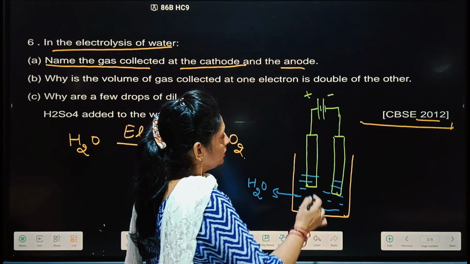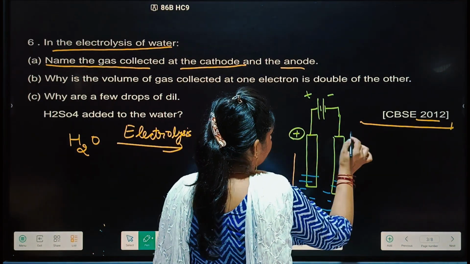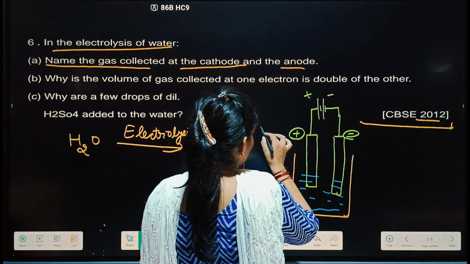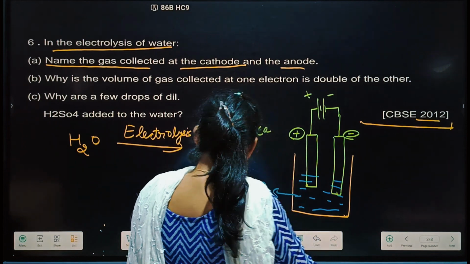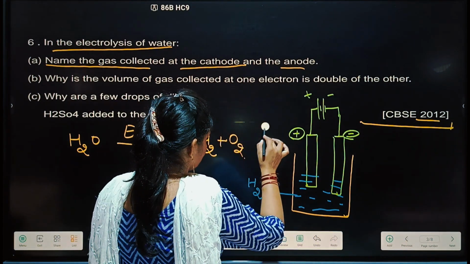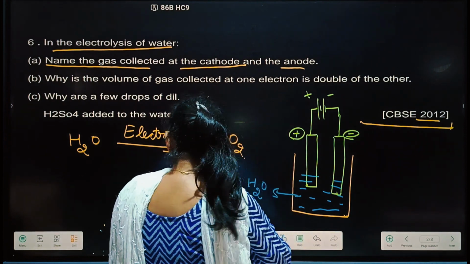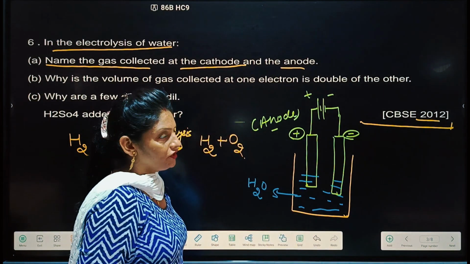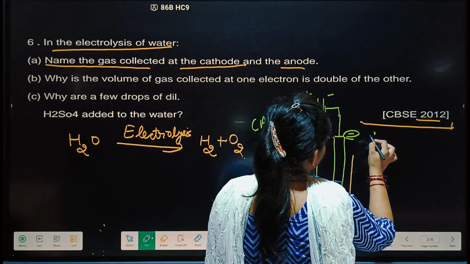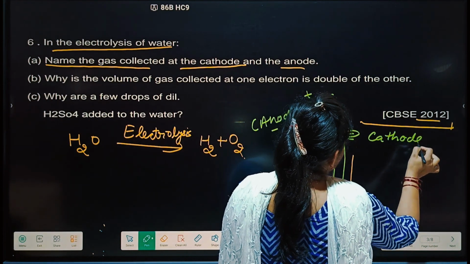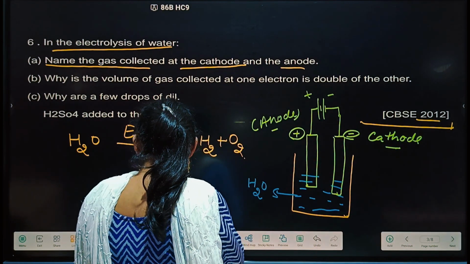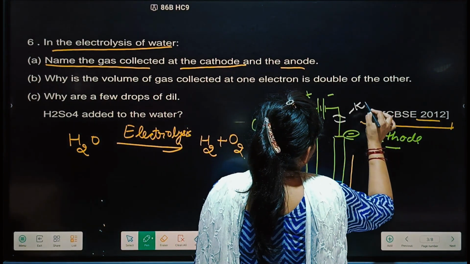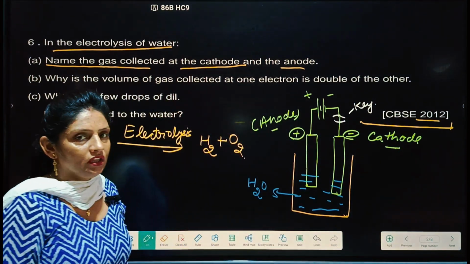Students, here this one is a positively charged metal rod and this one is negatively charged. So here, positive charge, this is known as the anode. I will explain why it is. And the negatively charged metal rod is known as the cathode. Students, here we will take one key also. If we pass electricity, then what will happen?